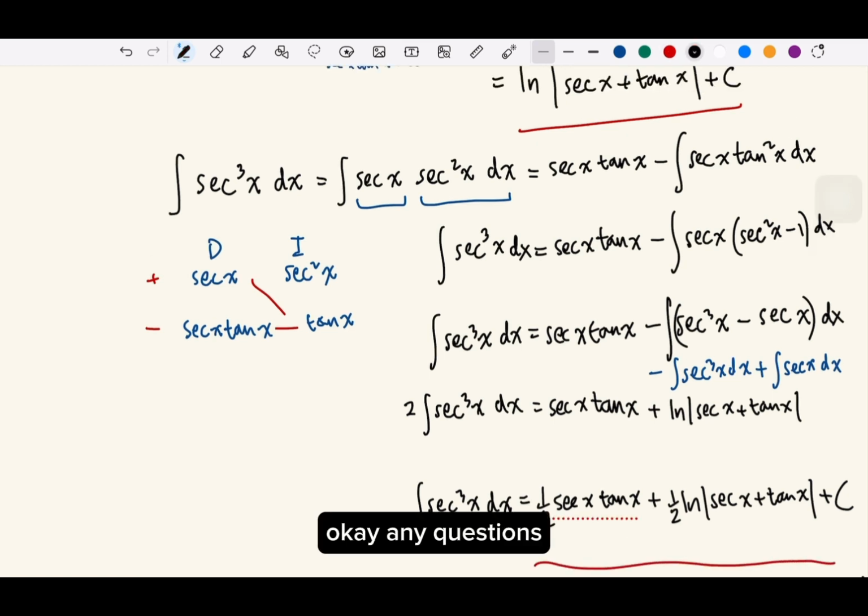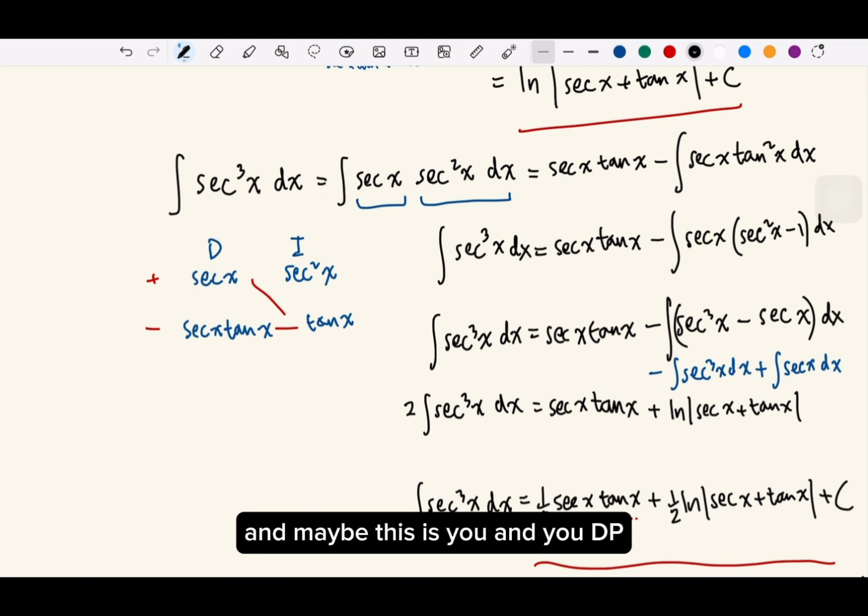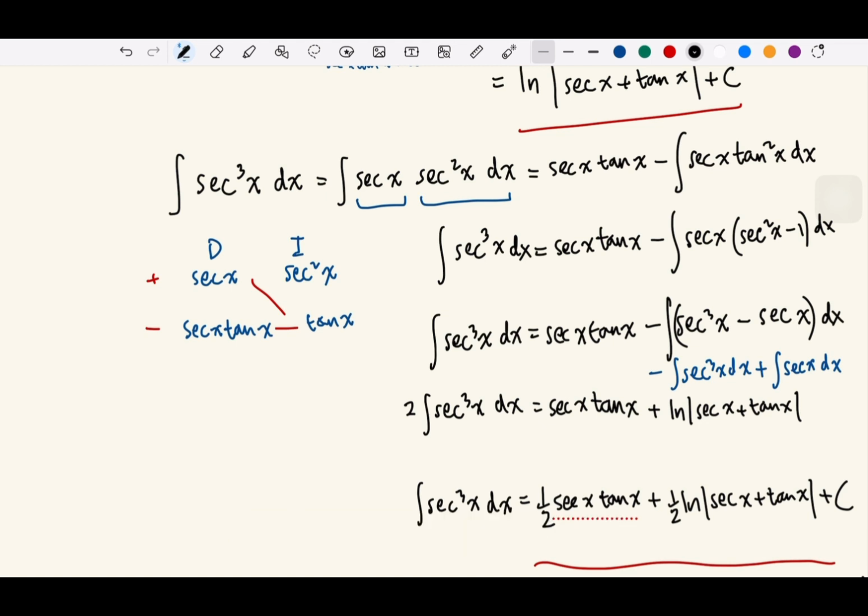Okay, any questions? I hope you still remember how to do the integration by parts. Technically, this is u dv, u v minus the integral of v du. It's actually from here, right?